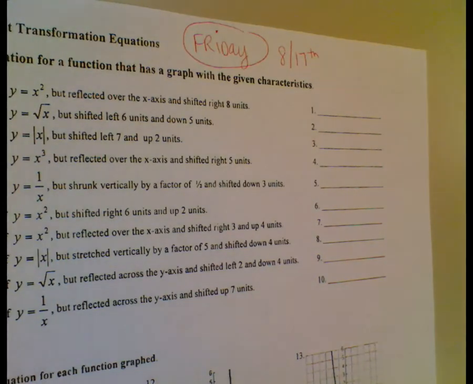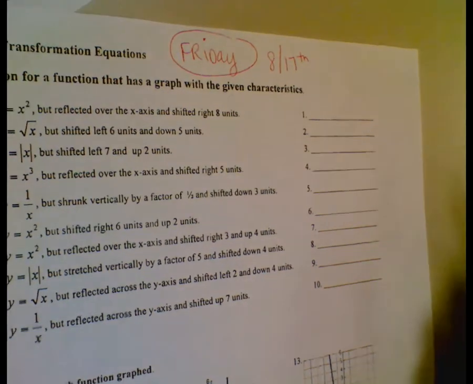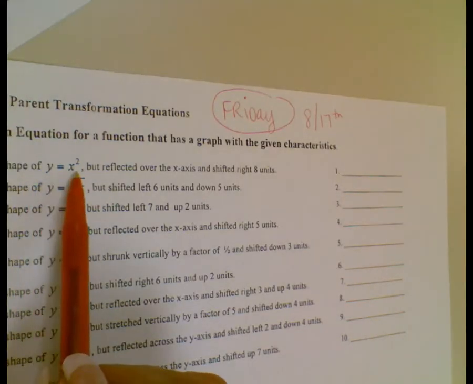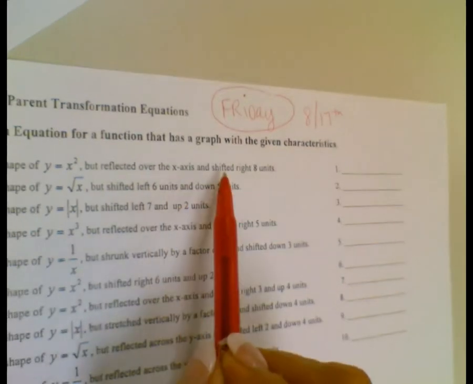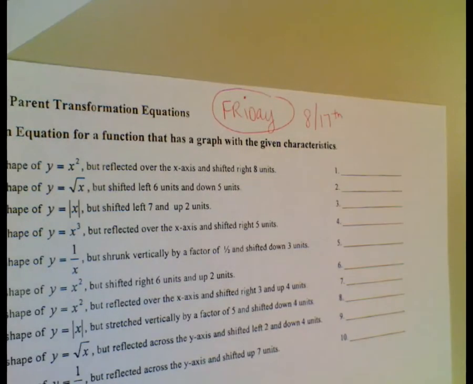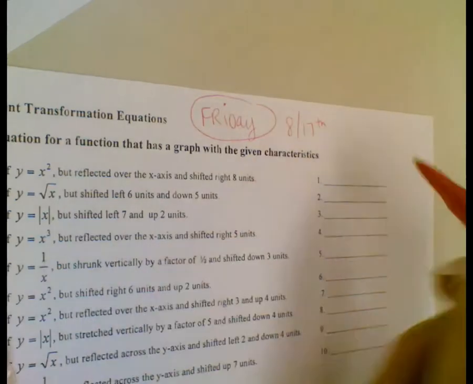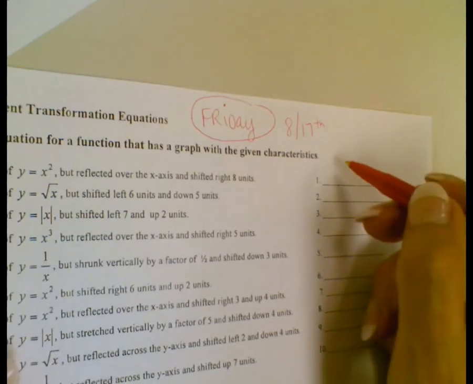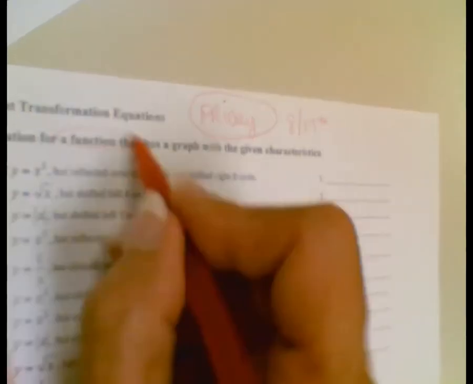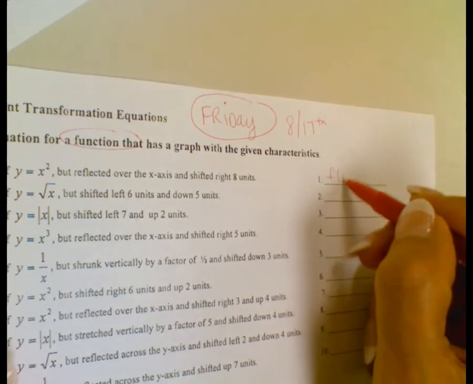It says write an equation for a function that has a graph with the given characteristics. We're just going to write equations. So it says the shape of y equals x squared, but reflected over the x-axis and shifted right 8 units. So this is a quadratic. We're going to write a new equation. This says write an equation for a function, so let's just change it to f of x.